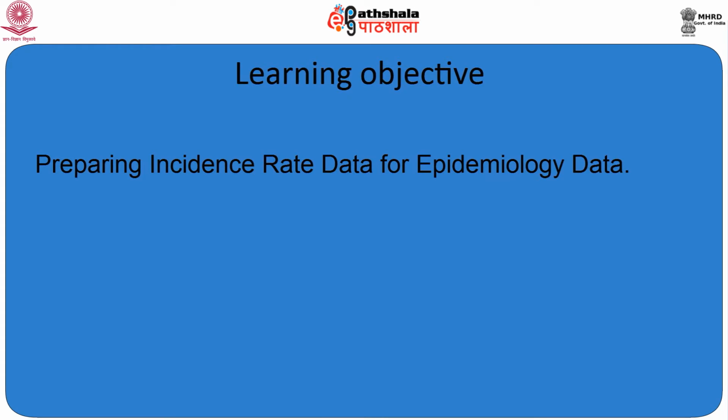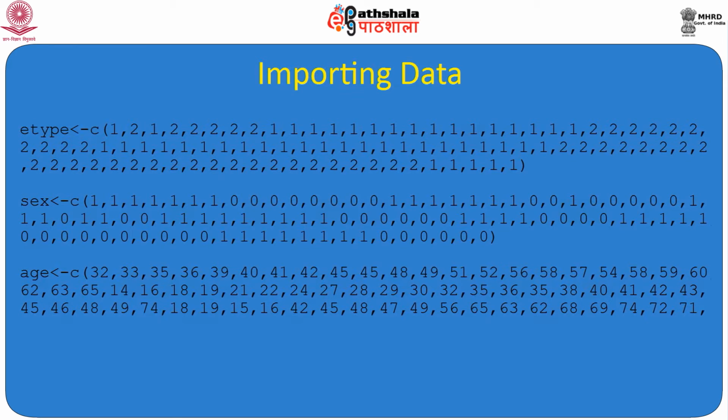Here we will see how to obtain the incidence rate ratio using epidemiological data. I will go through one example data set. This is importing the data set. Here the first variable is assigned as E type, and E type is either 1 or 2, so it's a binary variable. So 1 and 2 have been assigned here for a few individuals, and those individuals' sex is coded as 1 and 0, with 1 standing for male and 0 standing for female. Thereafter the age of those individuals is assigned as 32 years, 33 years, 35 years, like that.